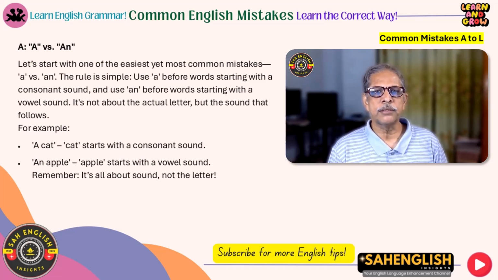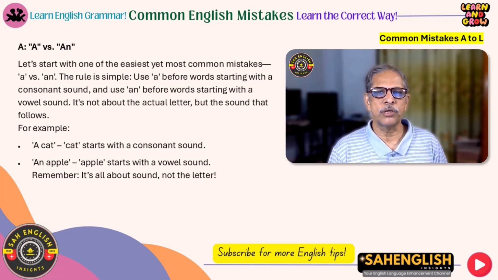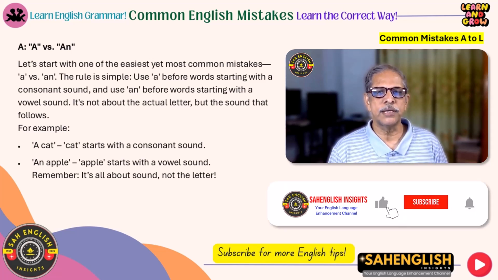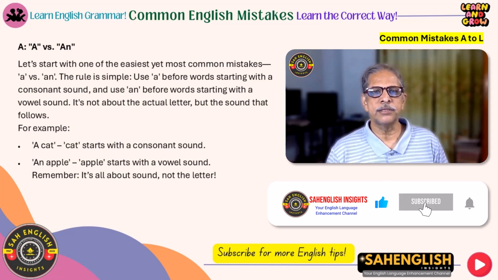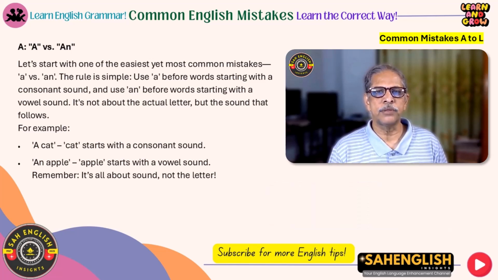The rule is simple. Use a before words starting with a consonant sound, and use an before words starting with a vowel sound. It's not about the actual letter, but the sound that follows. For example, a cat starts with a consonant sound. An apple starts with a vowel sound. Remember, it's all about sound, not the letter.